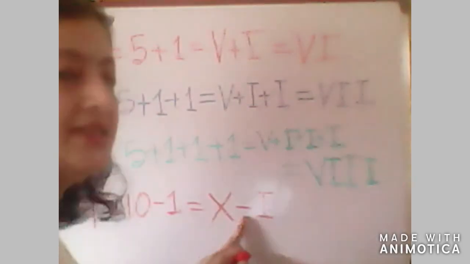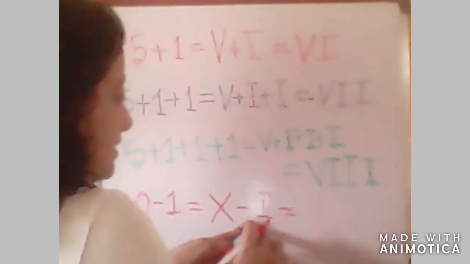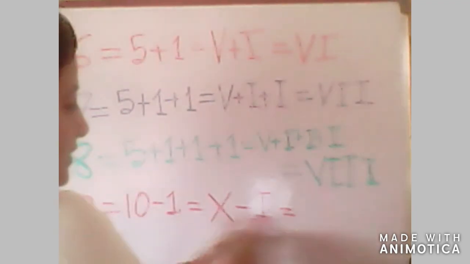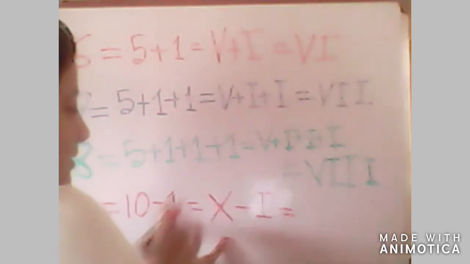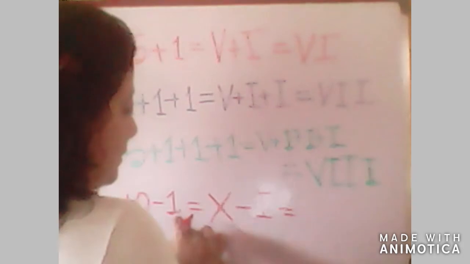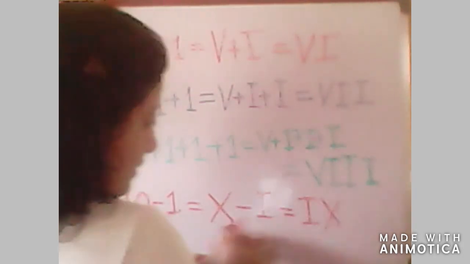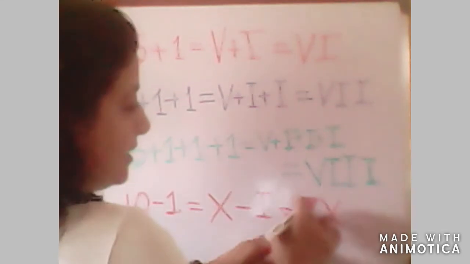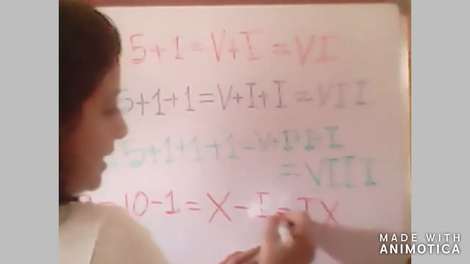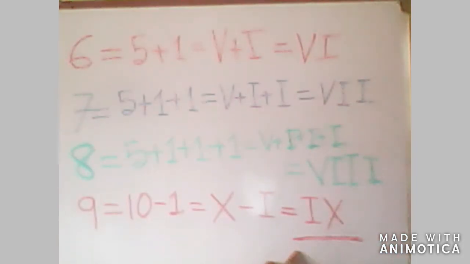But as it is a minus sign, we have to write the I, the smaller number among these two, on the left side of the bigger number. That is, I will go to the left side of the X, and after this operation we won't write any minus or plus sign. It will just be like this, IX. This is 9.